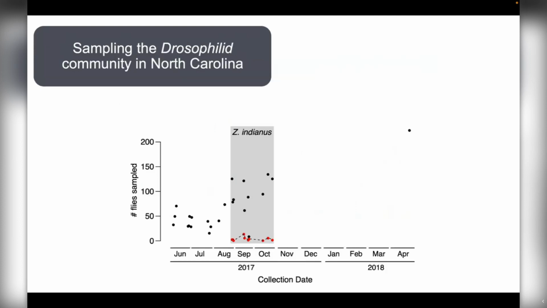We also did community sampling throughout the year just to see how abundant this species was. And so what you're looking at here, each circle represents a sample of Drosophilid flies, sampled from my compost pile. And the red dots are the number of individuals from that sample that were Zaprionis indianus. And you can see their abundance or membership of the Drosophilid community is concentrated to late August into October.